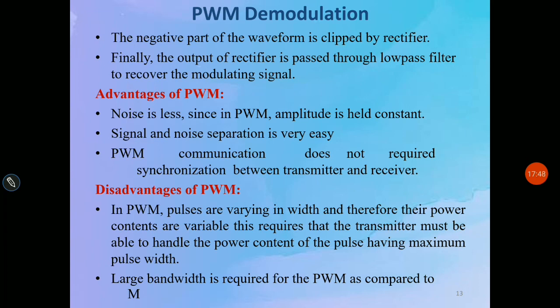And what are the disadvantages? In PWM, pulses vary in width and therefore their power contents are variable, because you see that the width of the pulses varies. So the power required for transmitting the pulses also varies. This requires that the transmitter must be able to handle the power content of the pulse having maximum pulse width. And the second one is that a large bandwidth is required for PWM as compared to a PAM signal.